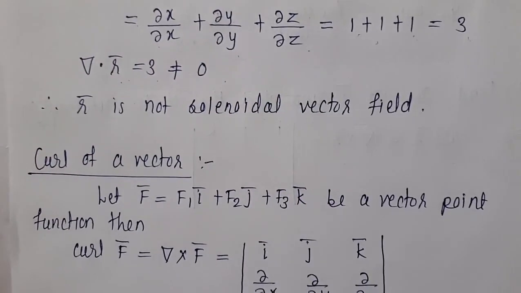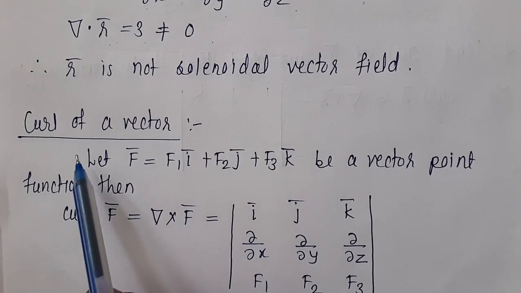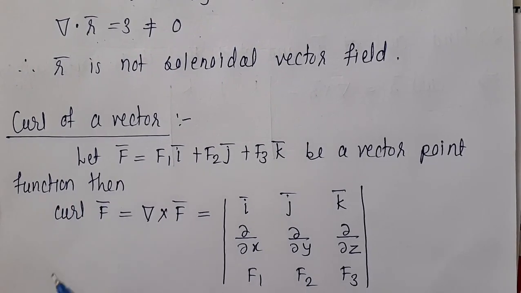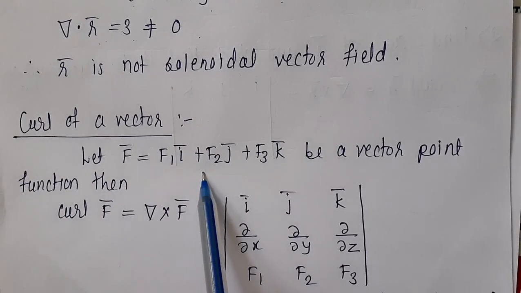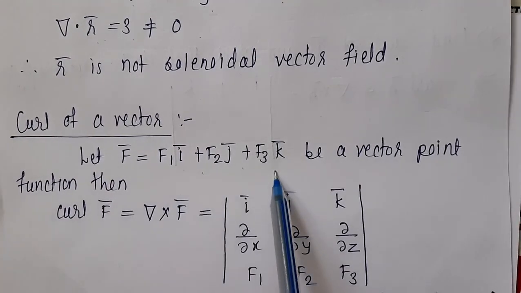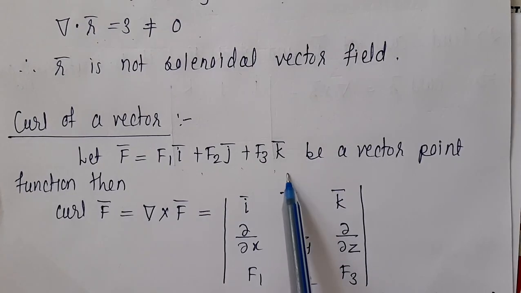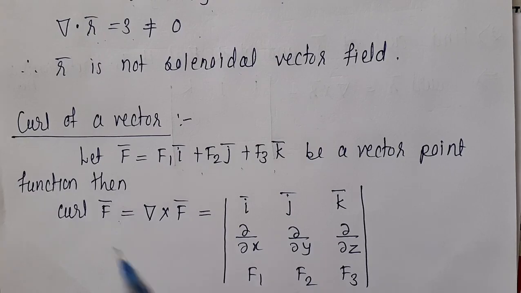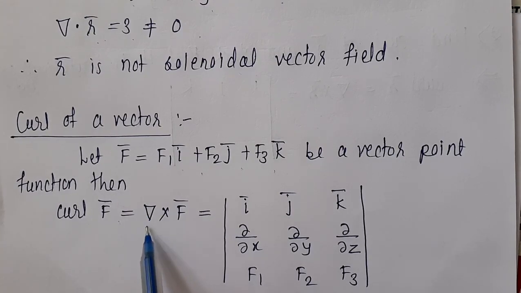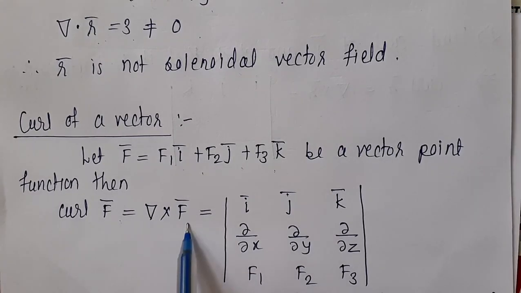Next, curl of a vector. What is the curl of a vector? Again we are studying the derivative concept. If f is a vector point function, that is f1i plus f2j plus f3k, then the curl of f is denoted as the cross product of del with f.